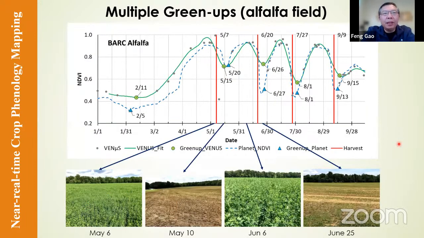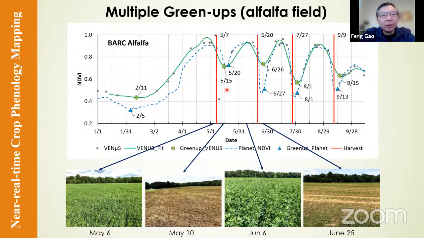I want to choose this example because this is a quite challenging example for any algorithm. You have multiple growing-up dates from our alfalfa field. This is also very close to our research area. They have multiple harvest events and regrowth. So each time we can capture these new growing-up dates.